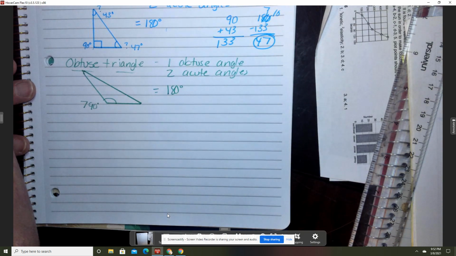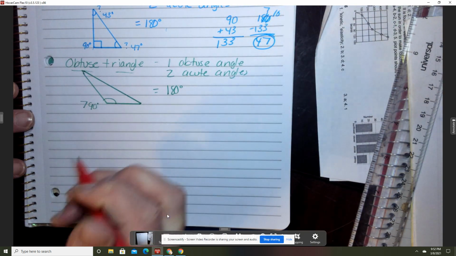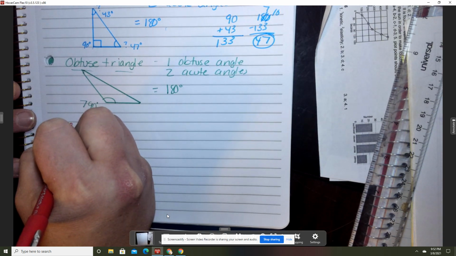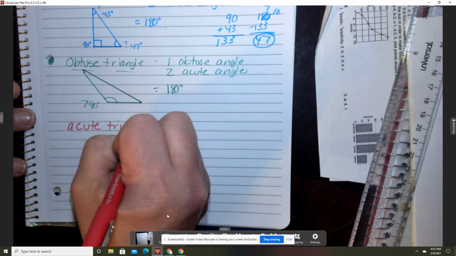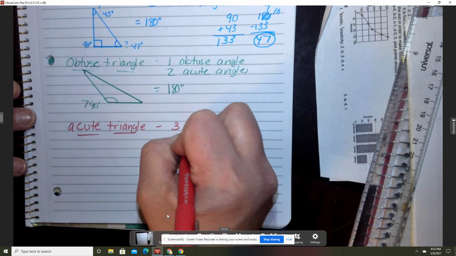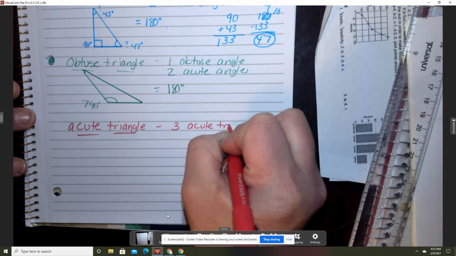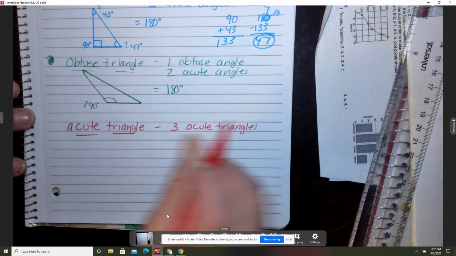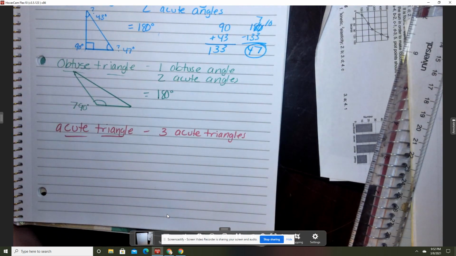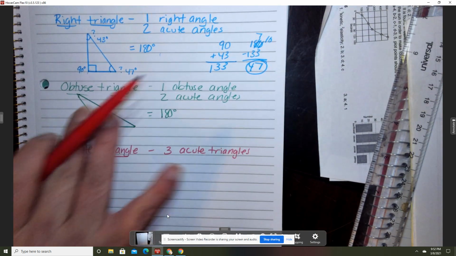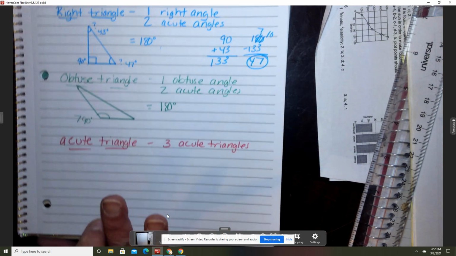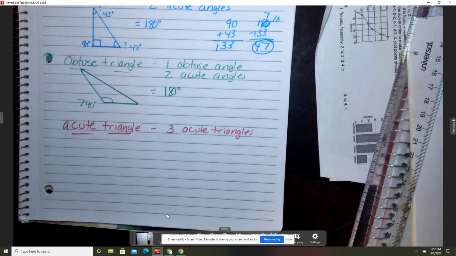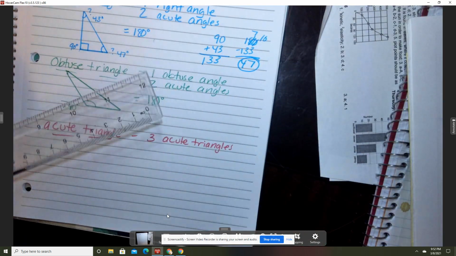All right, and then I have a cute little acute triangle. And you guessed it, it's going to have 3 acute angles. Now, obtuse and right both have acute angles in there, but they also have the one dominant, the one most important angle inside of it, and that's the right and the obtuse. But an acute triangle is going to have all acute angles. Okay?